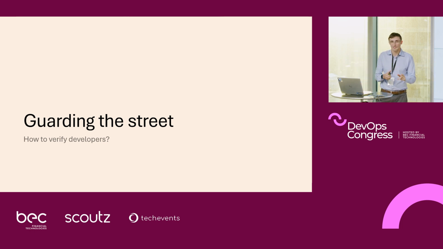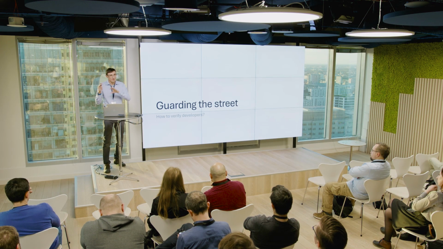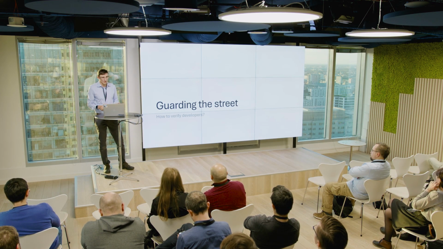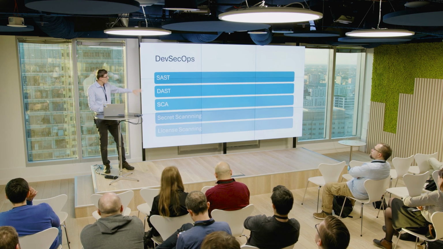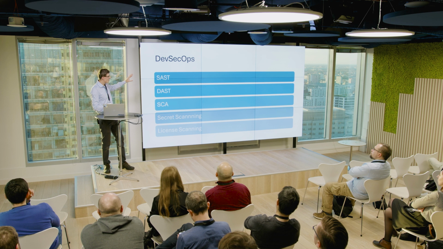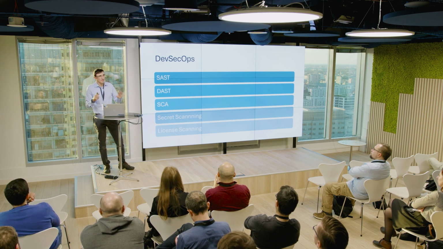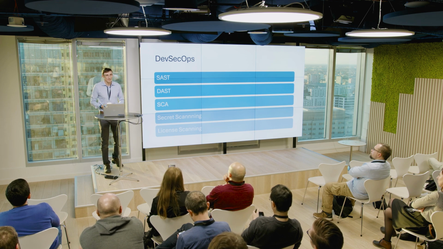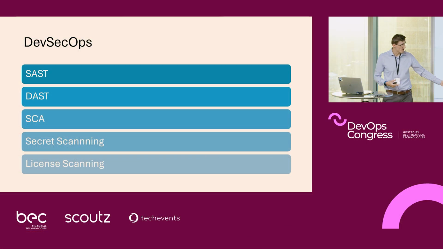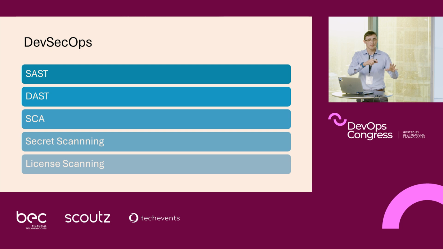Guarding the street, as I said earlier, is about verification of developers' work. Your work as a DevOps engineer is also very important here, because you are creating the pipeline. In the pipeline, you should think about different categories of security verification, like static analysis, dynamic analysis, and software composition analysis, thinking about the security of different components and dependencies in our systems, including libraries but also external systems like software as a service.